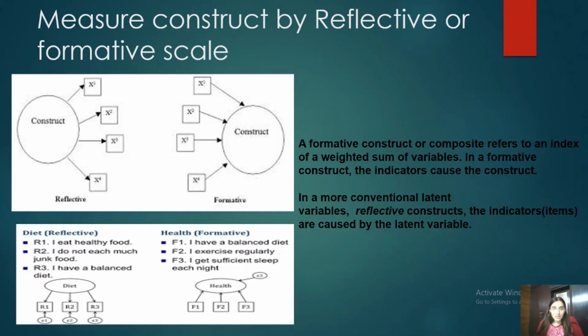Now there is something called a reflective scale. What is a reflective scale? If diet is my construct and these four squares are my items or statements, all four statements will measure the same thing.